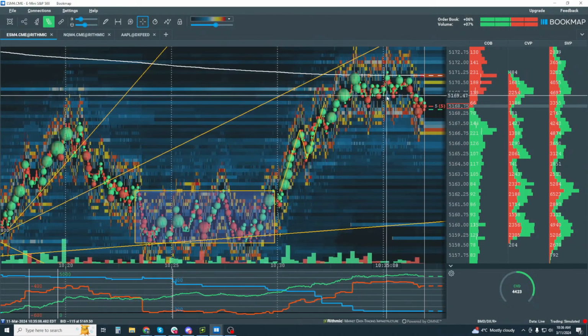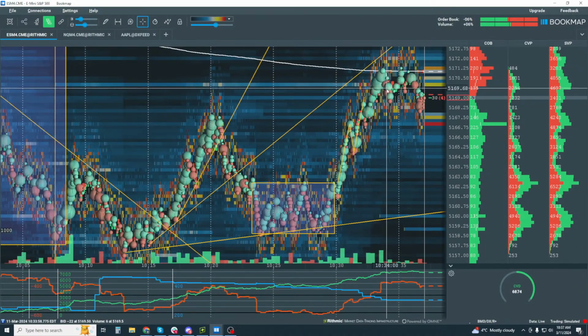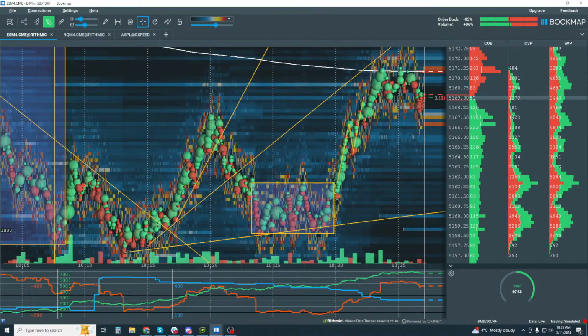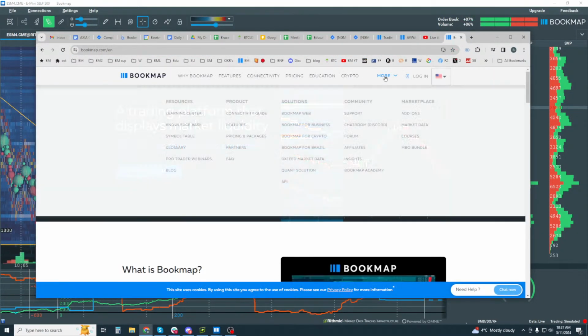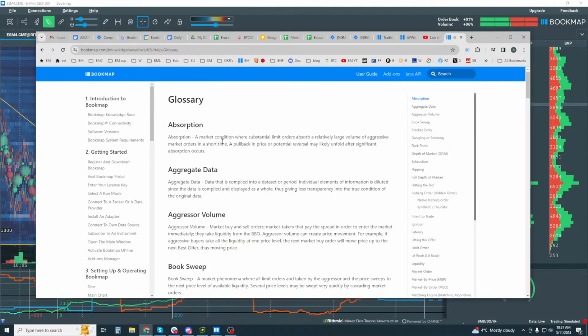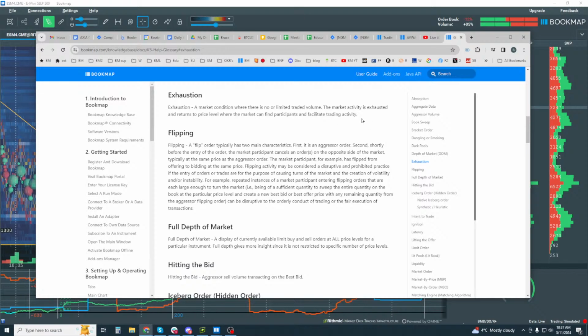Anyway, during the Bookmap Academy, he was mentioning something in terms of exhaustion, and he looked it up on our website. Let me show you where you can find that. Bookmap.com. The more button here, and then under resources, go to glossary. It's under the knowledge base in here, and let's look up exhaustion. You can see it over here on the right hand side. Click on that. A market condition where there is no or limited traded volume. Market activity is exhausted and returns to the price level where the market can find participants and facilitate trading activity.